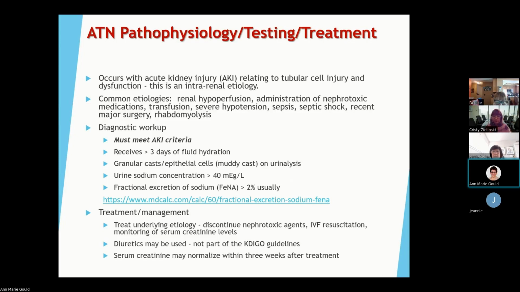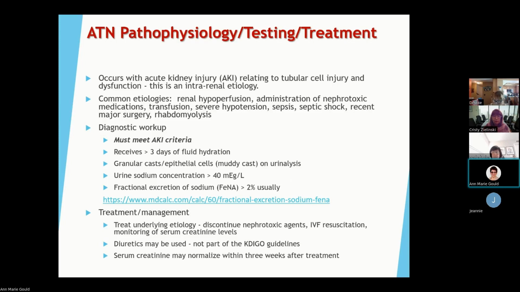Nephrologists will try it. They'll do a trial of a Lasix drip or a Bumex drip over 24 to 48 hours to see if that'll improve their kidney function. If it does, they keep it going. If not, they end up starting renal replacement therapy, hemodialysis. And the serum creatinine may normalize within 3 weeks after treatment, or it may take up to 3 months.